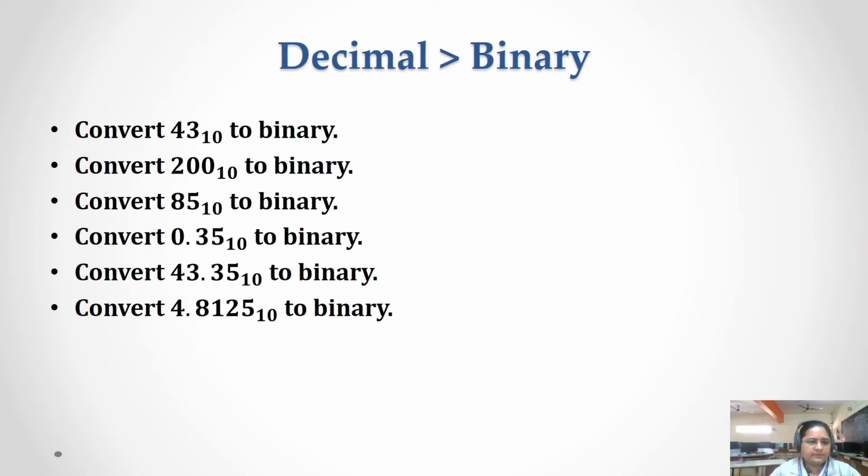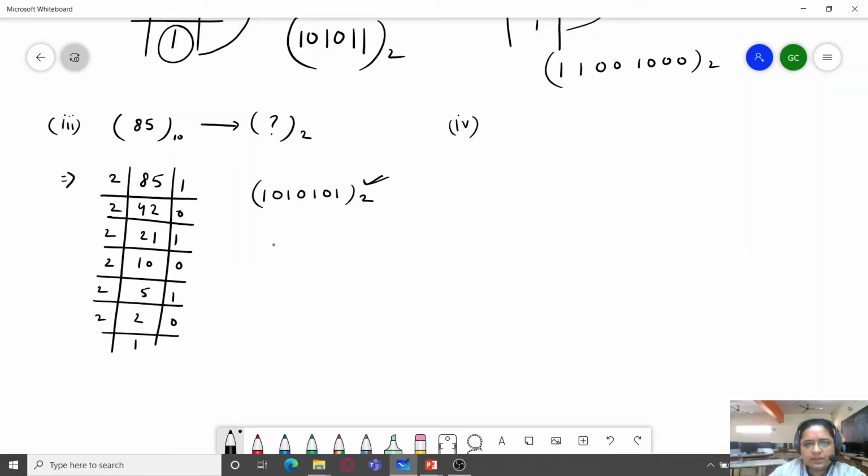Convert 0.35 to binary. Now here it is a bit different because we have to convert decimal numbers, that is numbers with fractional parts, to binary. So what about the fractional parts? For converting fractional parts into their binary equivalents, we use the repeated multiplication method.